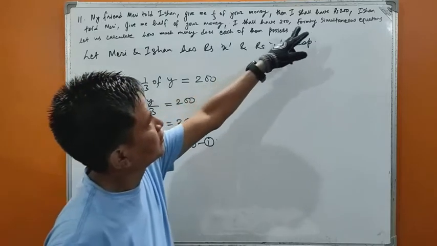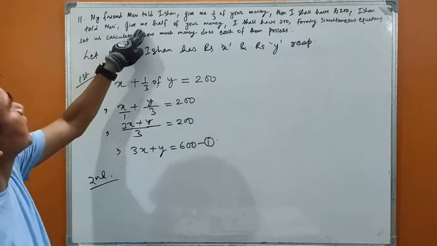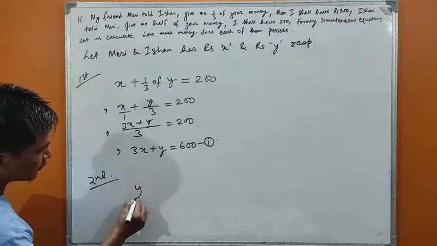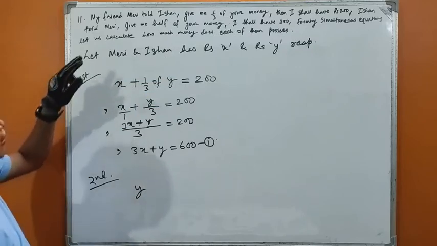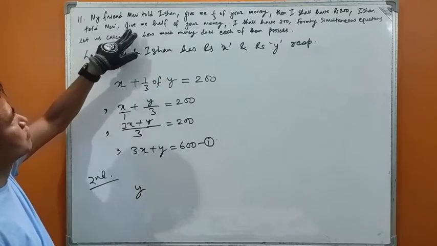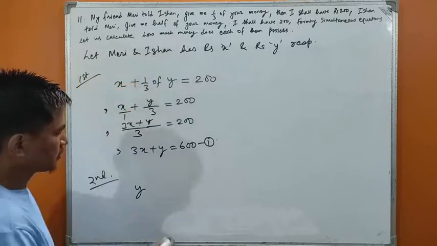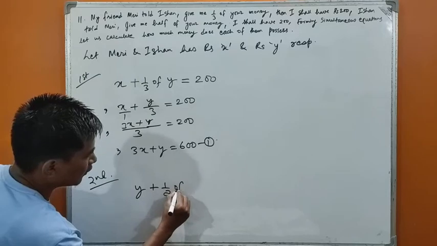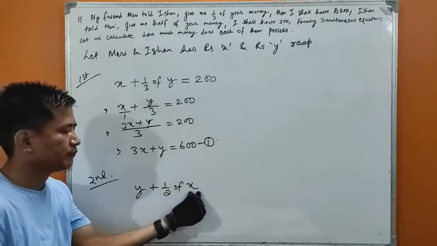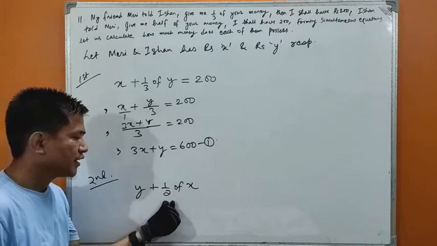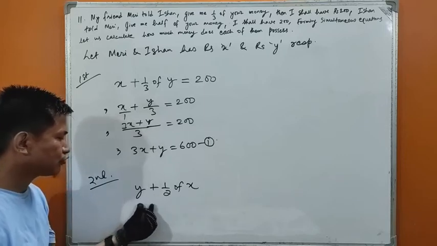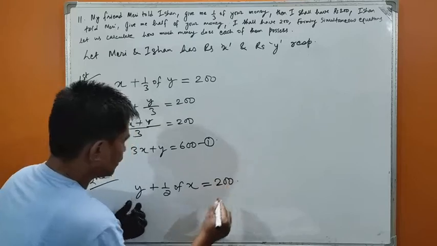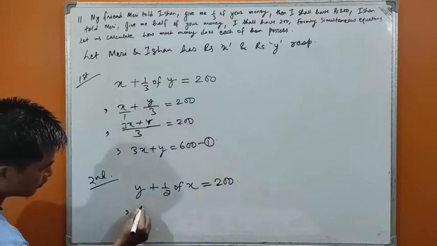Ishan told Mary, give me half of your money, I shall have 200. This is the total money of Ishan, isn't it? And according to the second condition, Ishan told Mary, give me half of your money. Means if half of Mary's money is x, if half of Mary's money is added to Ishan's money, then Ishan would have rupees 200, isn't it? So let us do this.